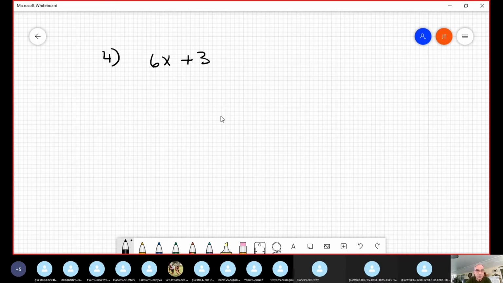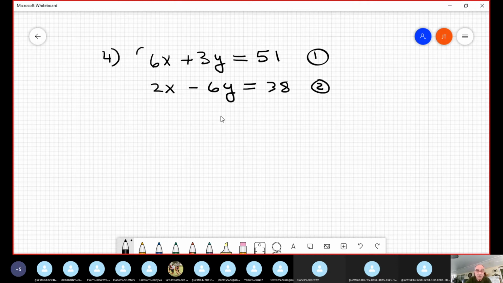6x plus 3y equals 51. This is equation 1. Equation 2 is 2x minus 6y equals 38. Well, there are many ways, but what I did on my paper was multiply the entire equation 1 by a factor of 2, because my intention is to take advantage that this is positive and this is minus, opposite signs. 2 times 3 is 6. So in the y column we have 6 positive and 6 negative in the second equation, ready for elimination.